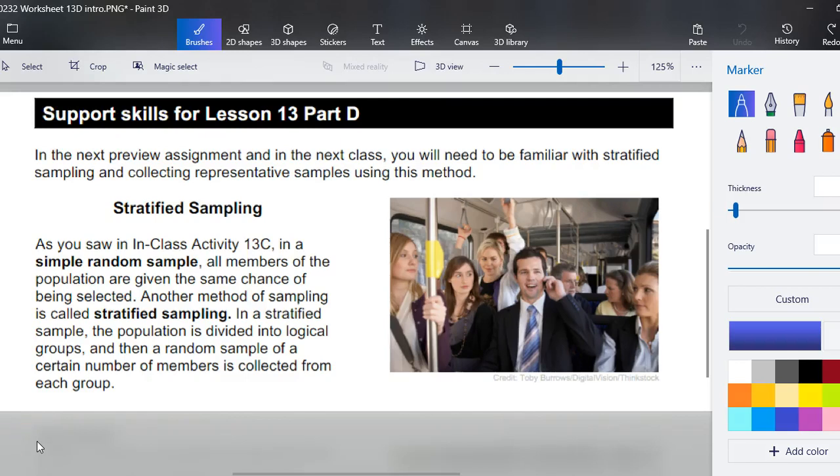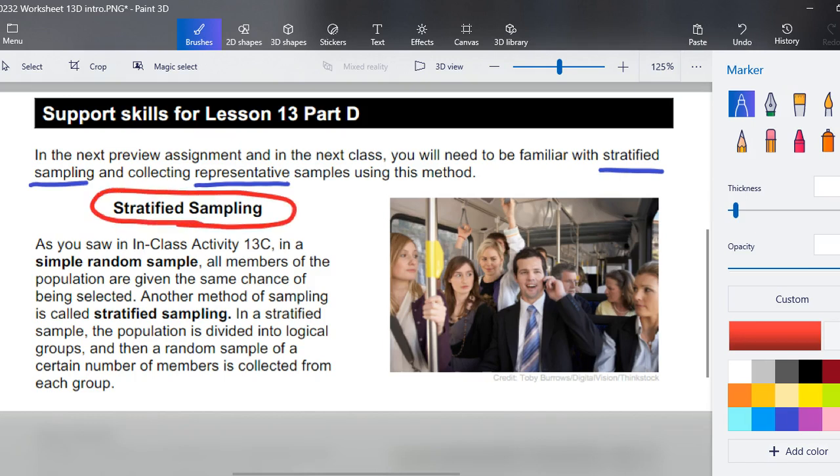Welcome back. We're now at lesson 13D, and it says that in the next preview assignment and in the next class, you will need to be familiar with stratified sampling and collecting representative samples using this method. If you don't already have two cards or glossary pieces started for stratified and for representative, you definitely need to make sure that you do that.